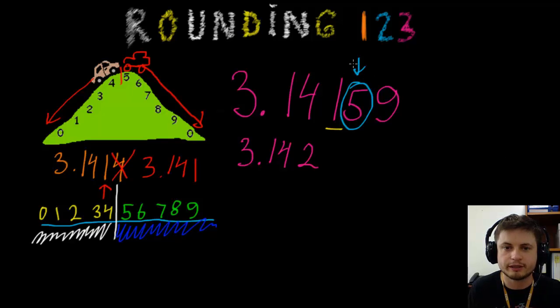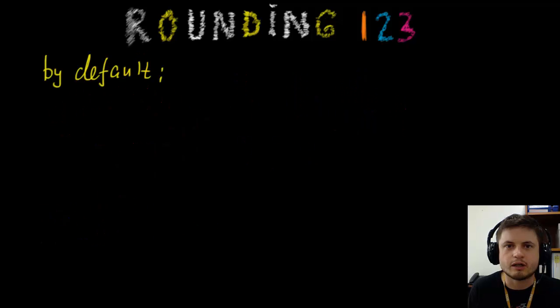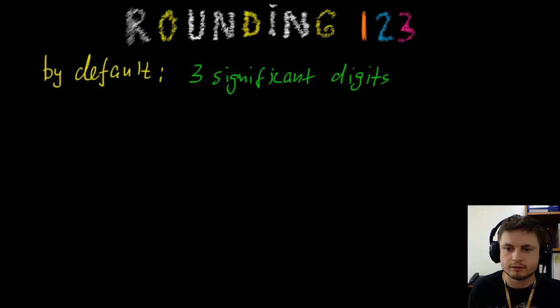Now let's take a look at the IB style rounding. By default, if nothing else is mentioned in the question, you will always round to 3 significant digits. And I'll explain to you in a second what this means. Let's look at pi again, and I'll show you what the significant digits are.